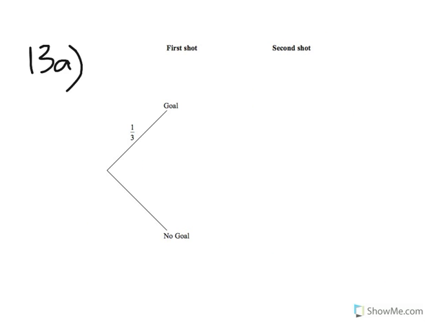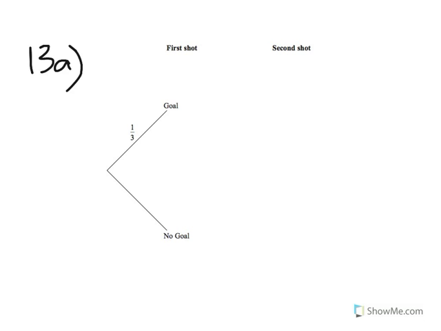Okay, for question 13, they say that each time Astrid takes a shot at goal, the probability that she will score is 1 over 3. So the probability that she'll score a goal is 1 over 3. And they say that she takes 2 shots. So first of all, what we need to figure out is the probability of her not scoring a goal.